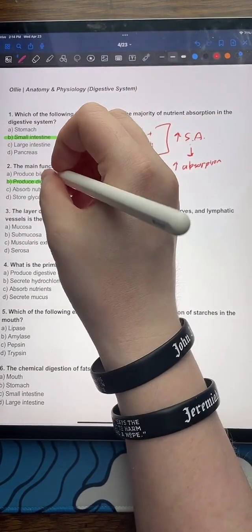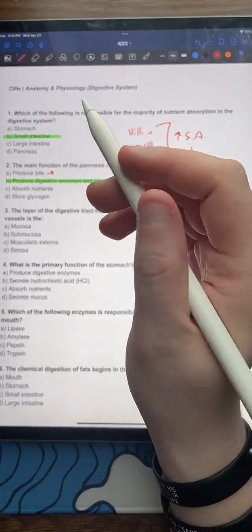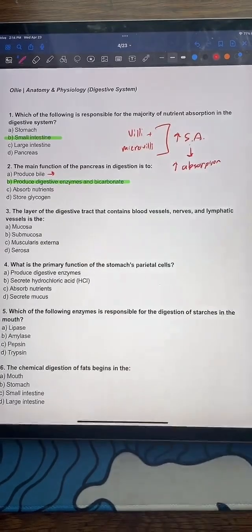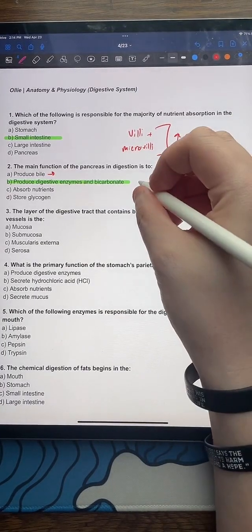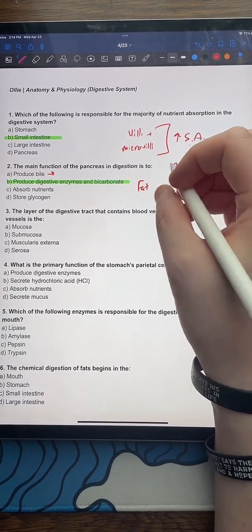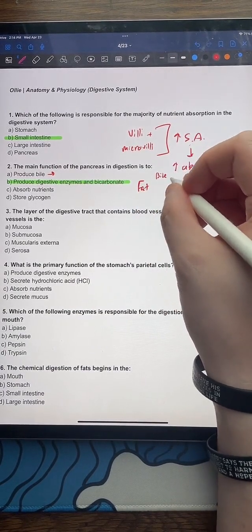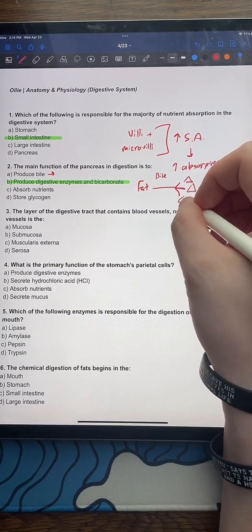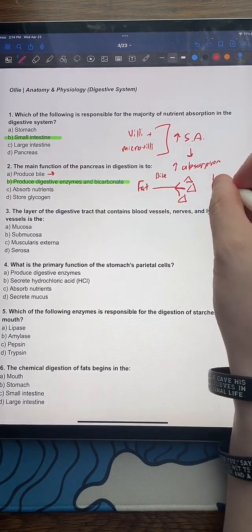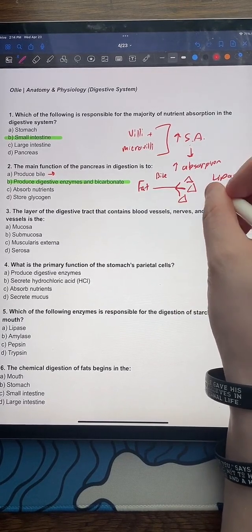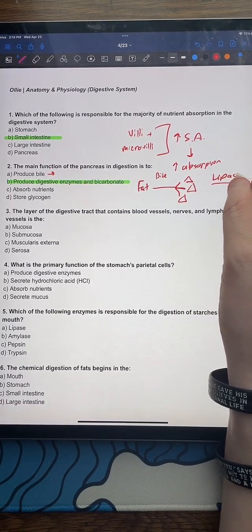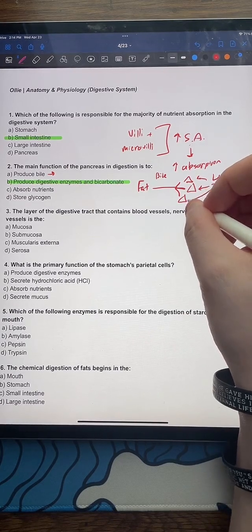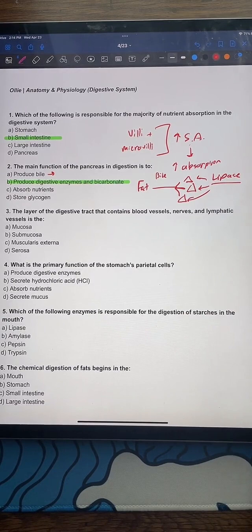So bile essentially is produced by the liver. It is stored and released by the gallbladder, and it is meant to emulsify fats. So if we take a fat, we will use bile to break it down into smaller droplets. These are my crappy droplets, which lipase, an enzyme that breaks down lipids, can then come in and break down further for absorption.